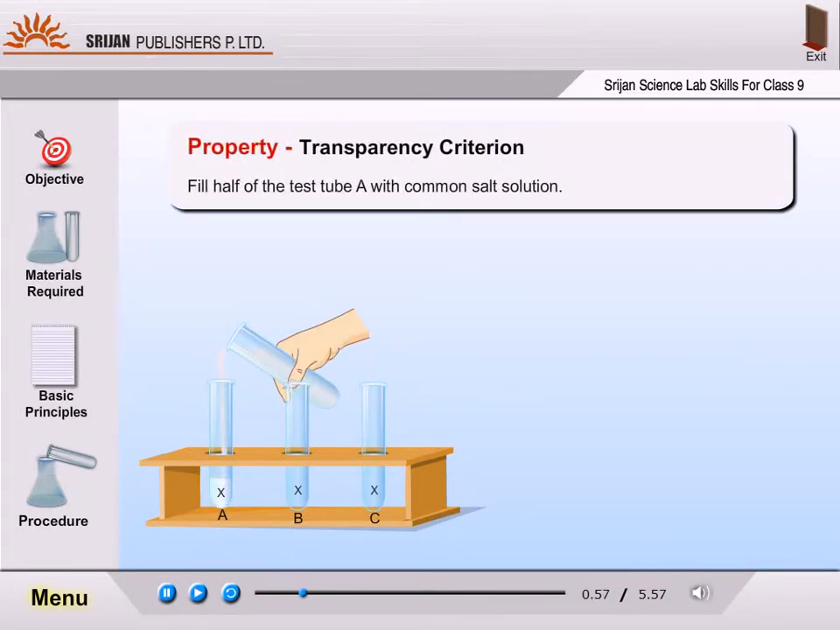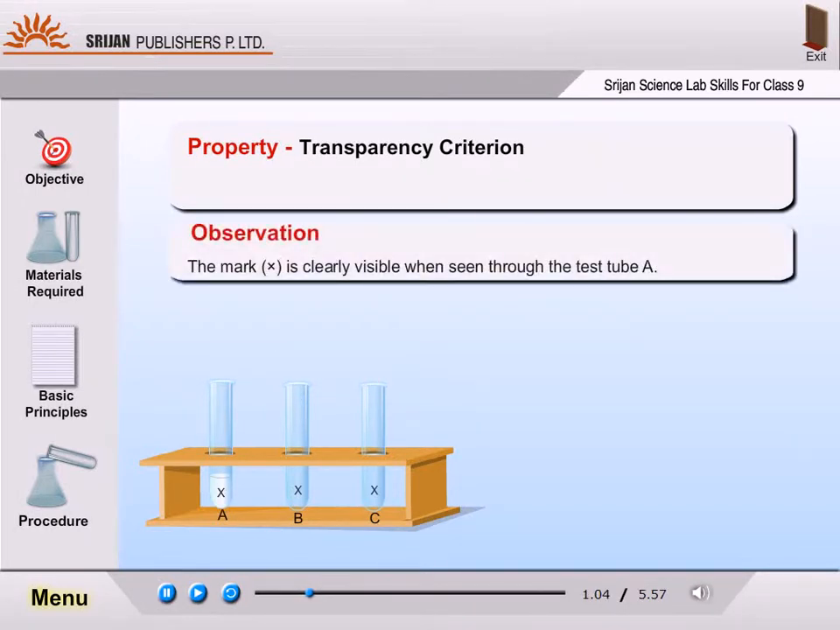Fill half of the test tube A with common salt solution. The mark cross is clearly visible when seen through the test tube A. The common salt solution is transparent.